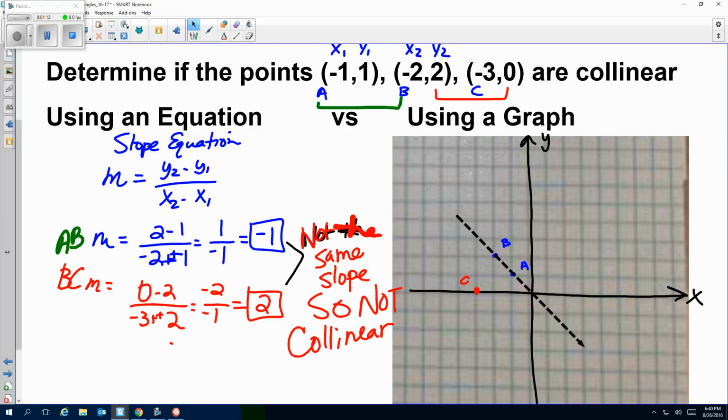I don't have to do anything else. I've proved that it's not collinear with coordinate geometry. All right, so that takes care of that problem.